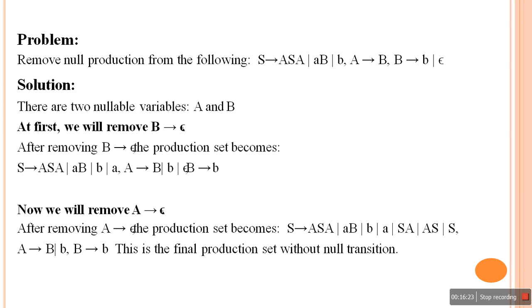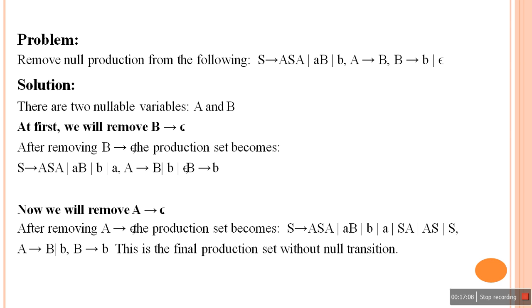At first we will remove B → null. After removing B → null, the production rules become S → ASA | aB | a | AB | B | A | AS | SA, and A → B | b | null, and B → b. Now we will remove A → null. After removing A → null, the production set becomes S → ASA | aB | a | AB | B | SA | AS | S, A → B, and B → b. This is the final production set without null transition.